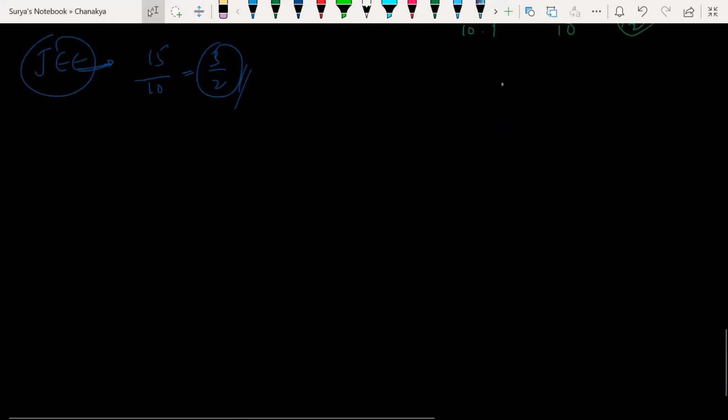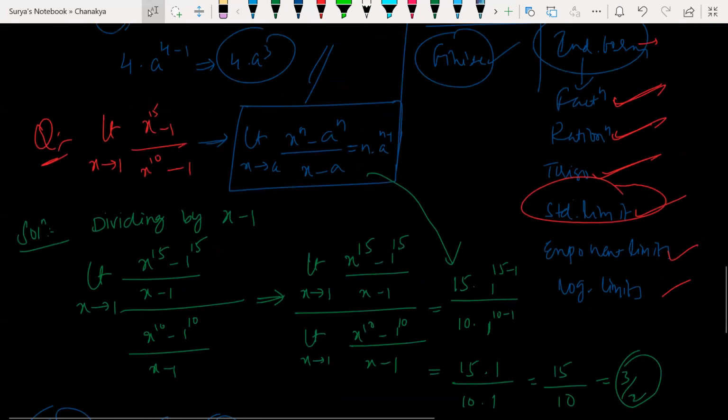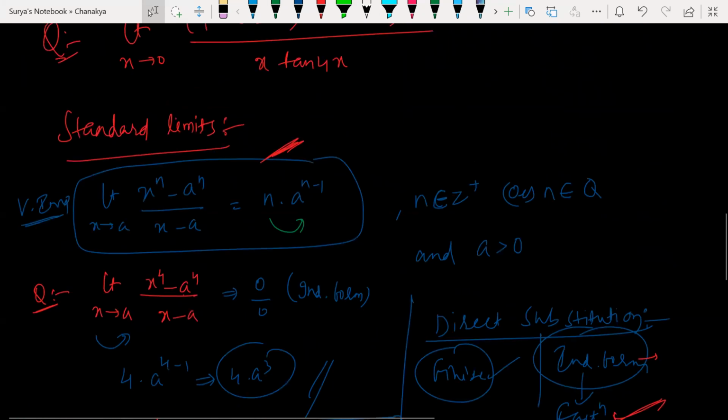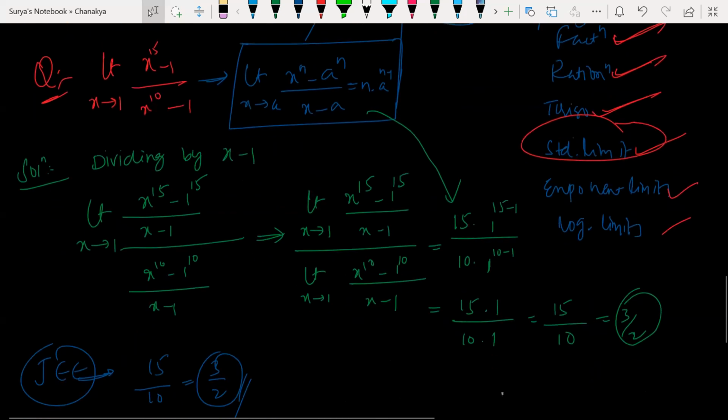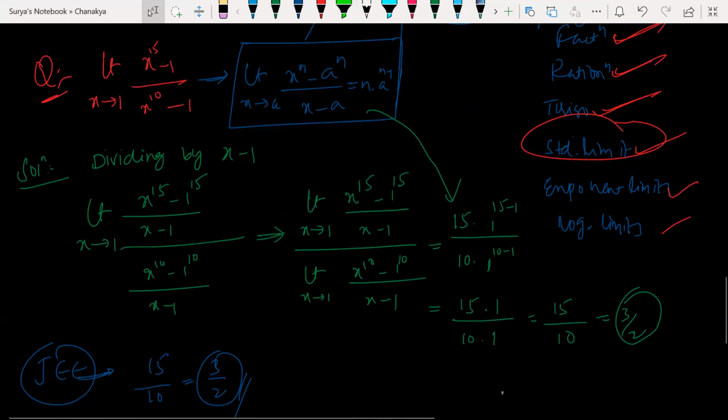Sir, can you explain that problem again, sir? See, the problem is limit x tends to 1 of x to the power of 15 minus 1 divided by x to the power of 10 minus 1. Red color is the question. Clear? Now, how does the question look? How can I solve that question? If I don't know the formula related to standard limits, I won't be able to solve that. As soon as I look at the question, I immediately get an idea that this question is looking like the standard limit formula.